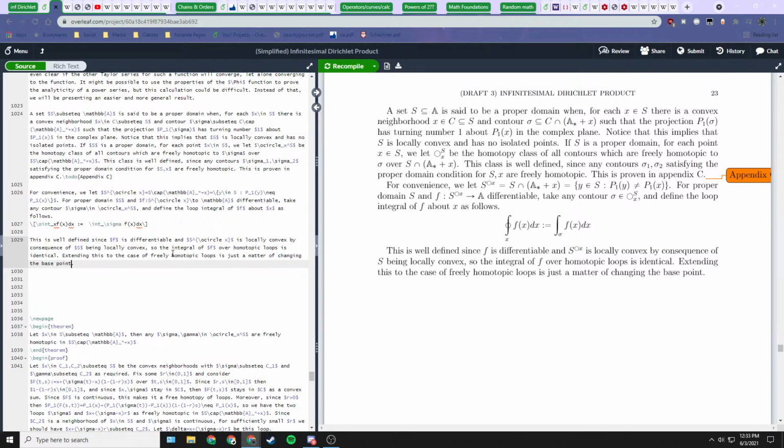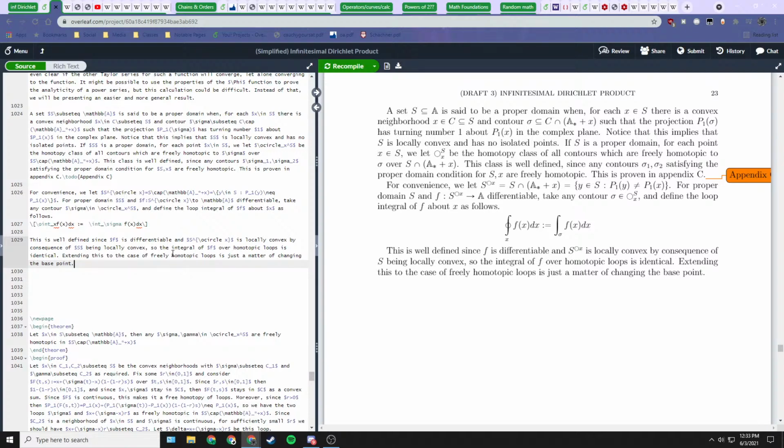All right, so now we have this loop integral for functions differentiable on a punctured neighborhood of a proper domain. We're going to use this to define, actually, we're just going to prove our first theorem straight away.